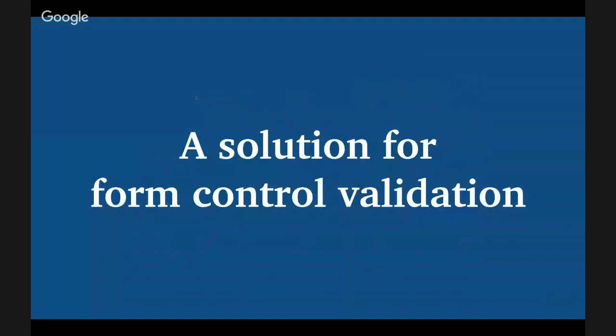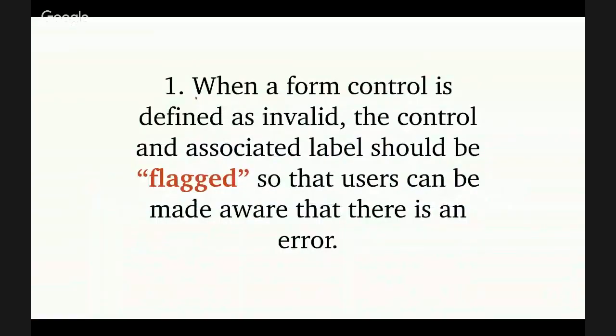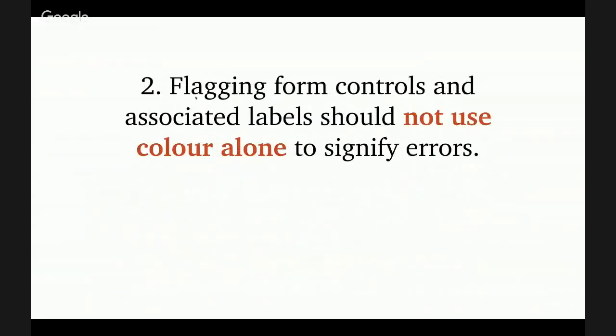So let's talk about a solution for the individual form controls first. When a form control is defined as invalid, the control and the associated label should be flagged so that users are made aware that there's an error. And it makes sense that color shouldn't be the only signifier. You shouldn't use color alone to signify errors. I've seen people use red alone to show that a field has been marked as invalid, but for some people who can't differentiate between red and other colors, that can present problems.